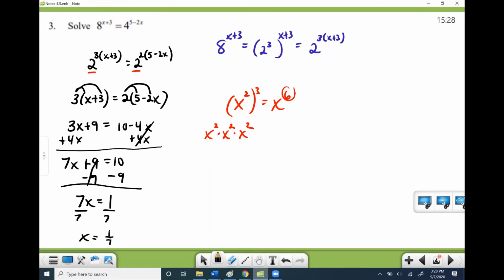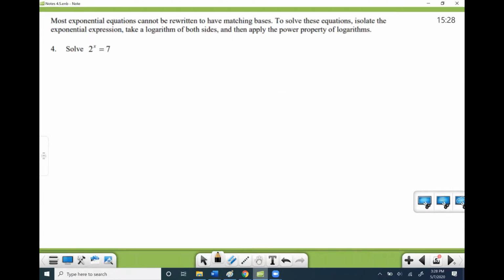X equals 1/7. So the hardest moment, you guys, was definitely this first step, because you guys are great at solving for x. So that was definitely a tough thing. So we wrote the 8 as a 2 cubed, and we just have to make sure that that 3 distributes to the exponent that already existed. Same thing for the 4. 4 is 2 squared. Just make sure it multiplies. Okay. All right. So that was the equivalence property.